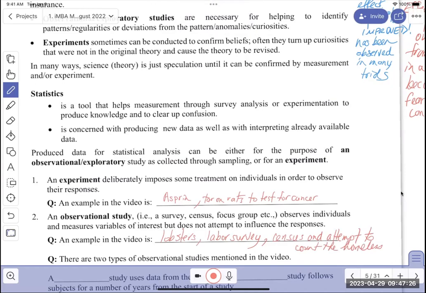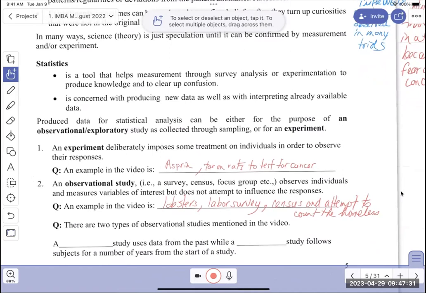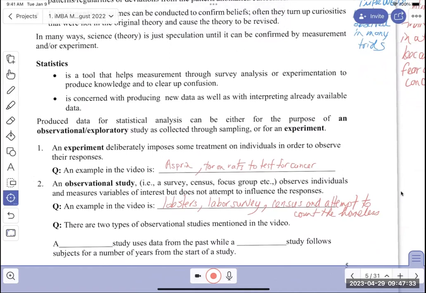All right. So there are two main types. That's just some of them, but there are more discussed. I'll just leave it like that. And you can see the annotated notes where I make some points. There are two types of observational studies mentioned in the video. What are the two types? One that uses data from the past, and the other one that studies subjects for a number of years from the start of the study. Retrospective and prospective. Right.